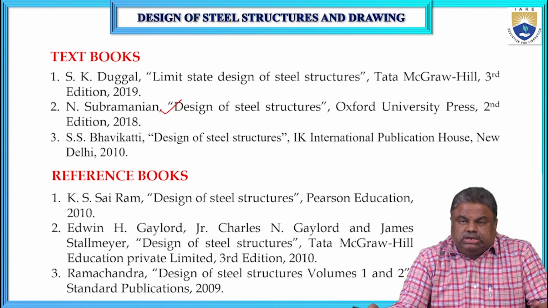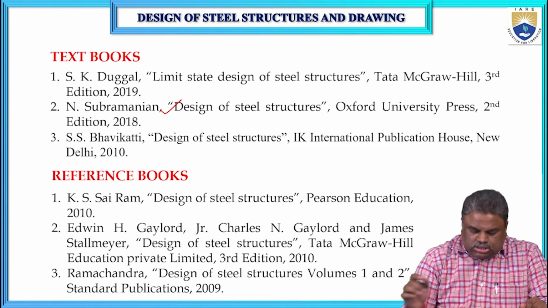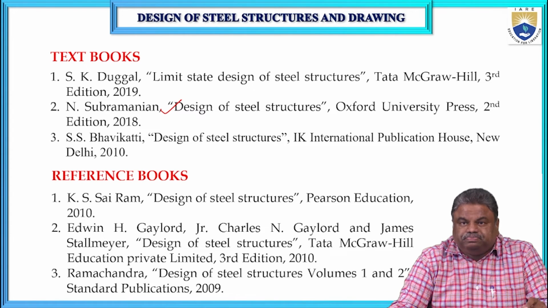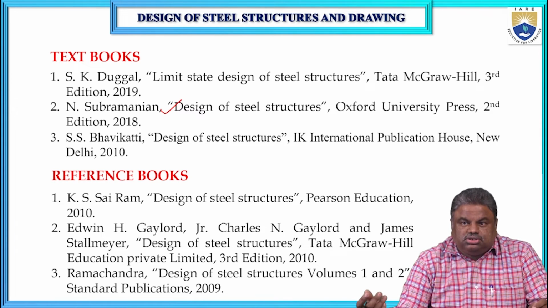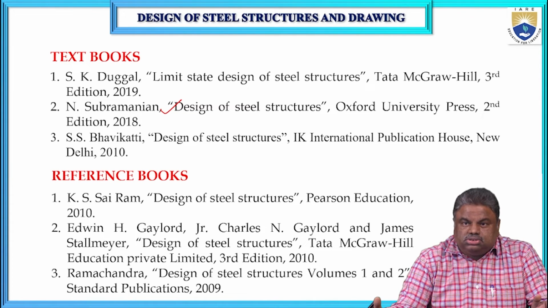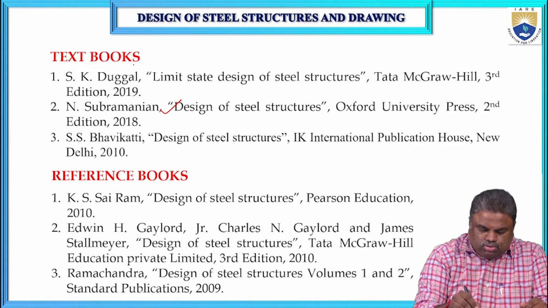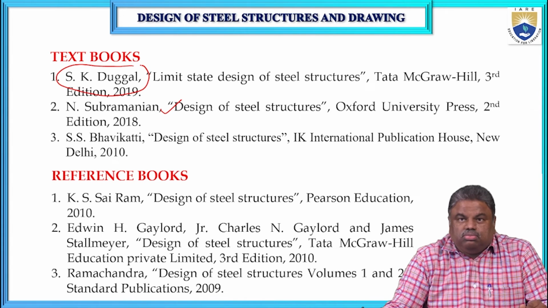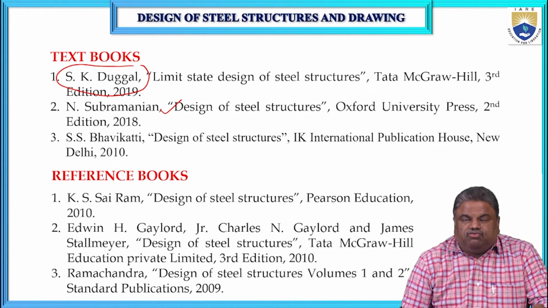Bhavikatti generally contains mostly problems. And there are the reference books: Kasi Sairam, Gaylord and Gaylord, and Ramchandra. Ramchandra, Design of Steel Structures, has volume 1 and volume 2. Ramchandra is also a very good book, and a very old book. For this course, we are going to follow the SK Duggal book for the further lectures, right? So these are the textbooks and reference books we generally follow for this course.